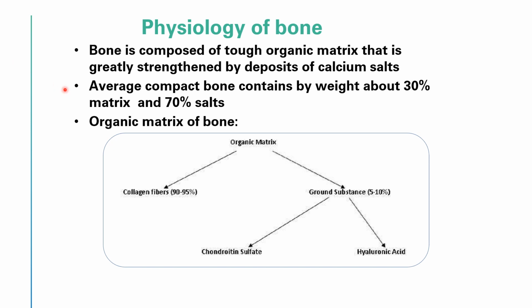Coming to the physiology of bone, bone is a well vascularized living connective tissue, and it plays a very important role in calcium and phosphate homeostasis in addition to its other functions. It is composed of a tough organic matrix that is greatly strengthened by deposits of calcium salts. Average compact bone contains by weight about 30% matrix and 70% salts. The organic matrix includes collagen fibers, which account for 90 to 95%, and ground substance, which is 5 to 10%. Ground substance is composed of chondroitin sulfate and hyaluronic acid.